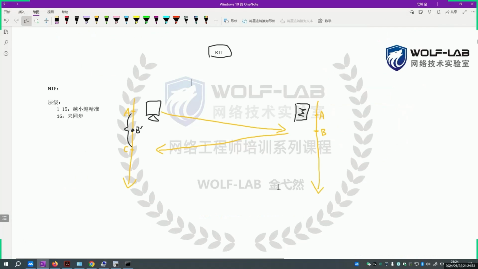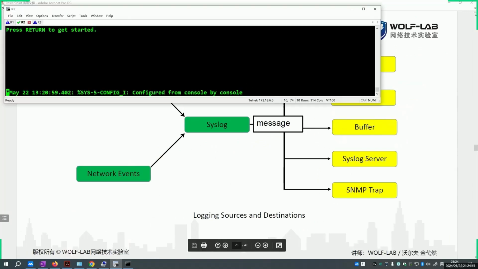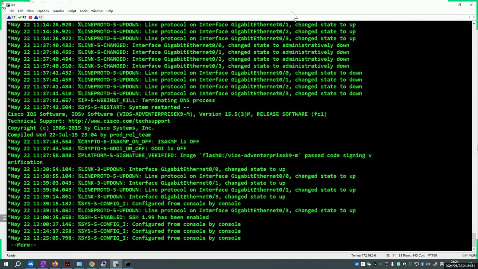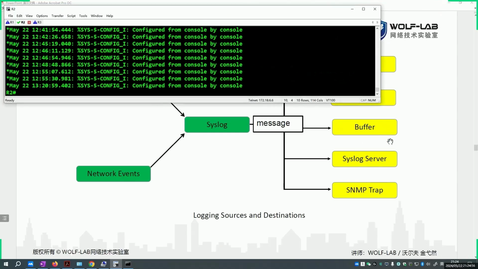Buffer means cache, which means for us, our network devices like routers and switches, let's say routers are essentially computers. They have their own CPU. They also have their own memory. So here, their cache is a segment sliced out of memory, a space where we can store commands. We can store these logs. We show logging. We can see where these logs are recorded into this buffer.